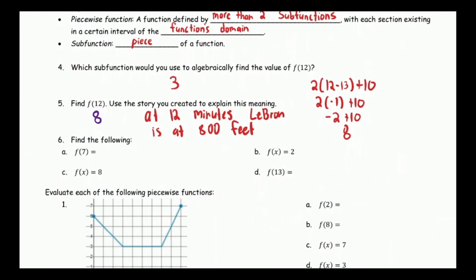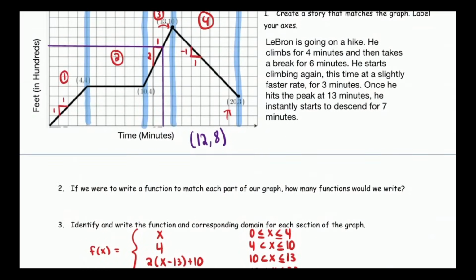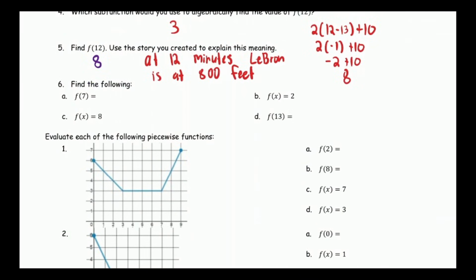So for this last one, we're going to find the following values, and we're going to go through this kind of quickly. So first, it says find f of 7. So I go where x is equal to 7 on my graph, which would be right here. And the corresponding y value that goes along with that would be 4. So f of 7 is equal to 4.